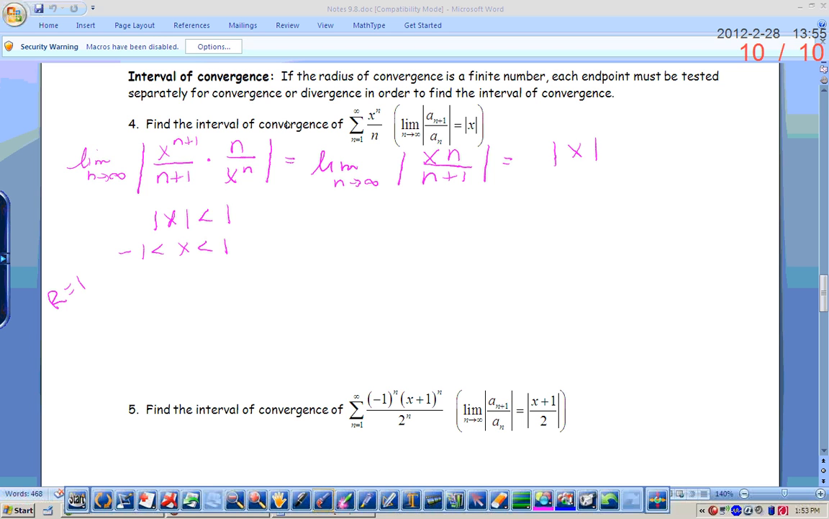All right, so now we're going to test the endpoints of our interval of convergence. So my first endpoint is x equals negative 1. And all that means to do is consider this series when x equals negative 1. So if I plug in a negative 1 for x, then this series is the sum from n equals 1 to infinity of negative 1 to the n over n. And I need to determine whether this series converges or diverges.